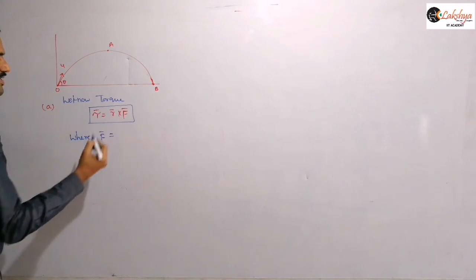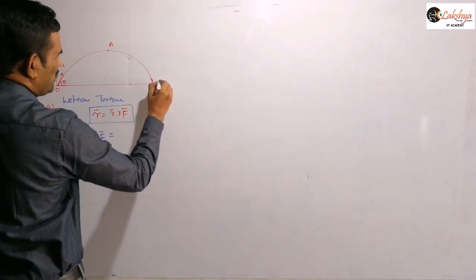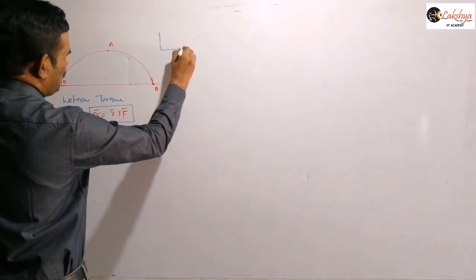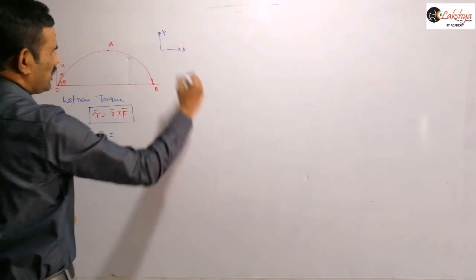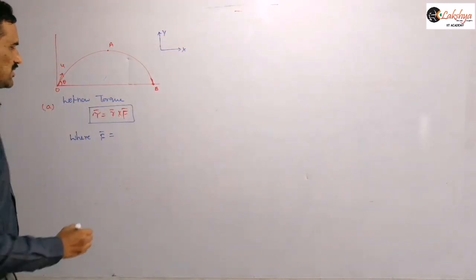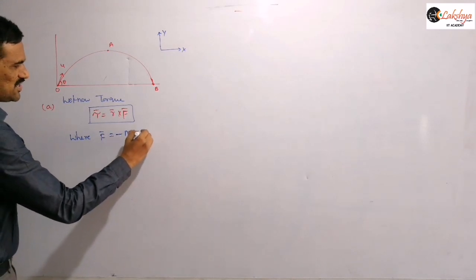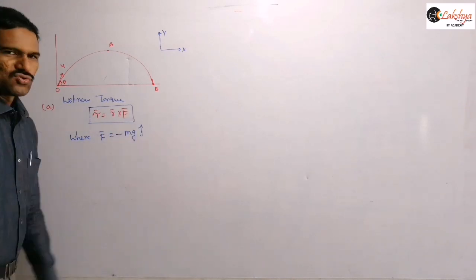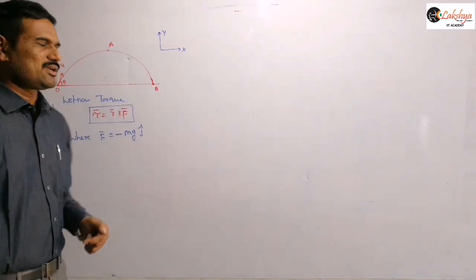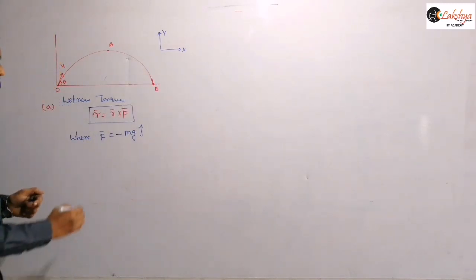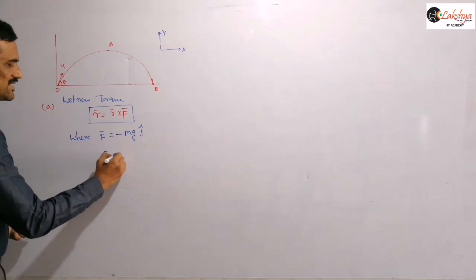this f bar is nothing but, let us take our usual coordinate system, with horizontal as the x axis and vertical as the y axis, so that I can write this as minus mg j cap, right? We know the gravitational force acts vertically downward. And next we need to write the r bar value at any instant of time.